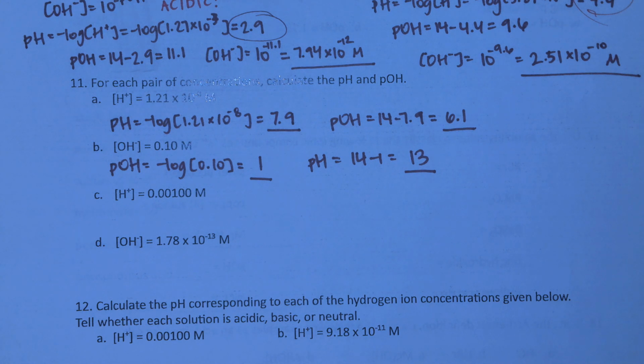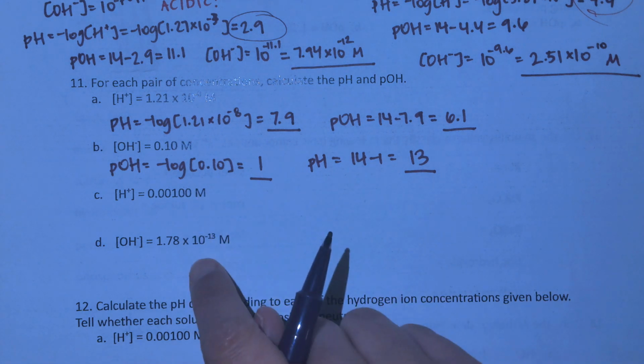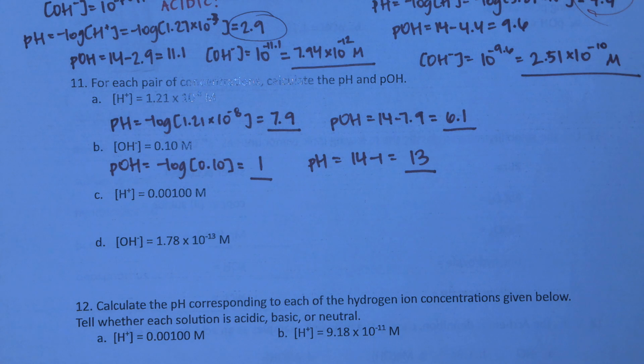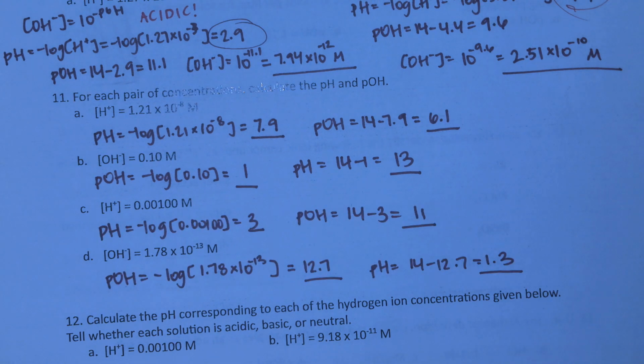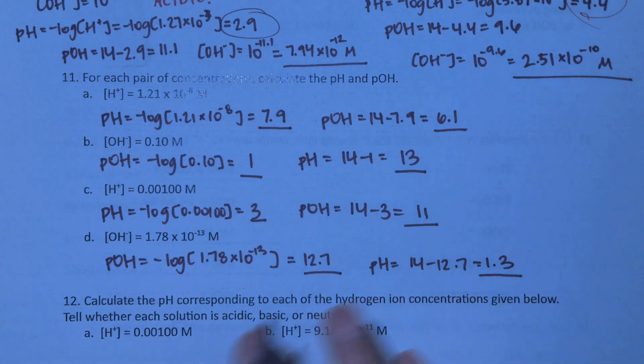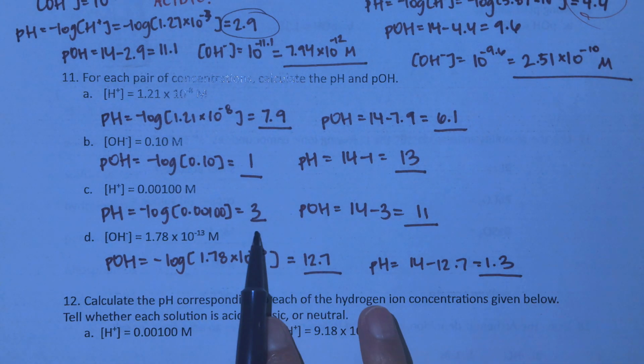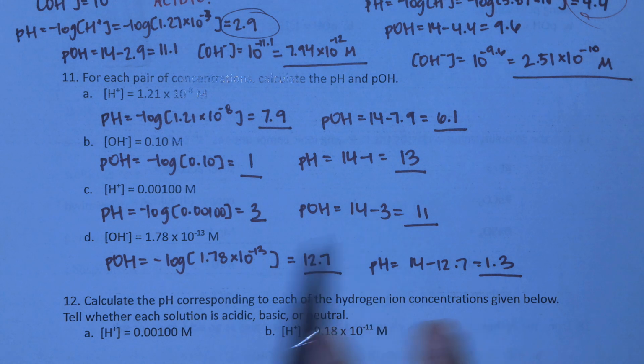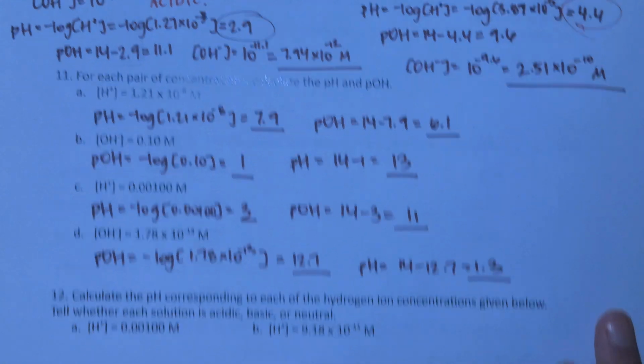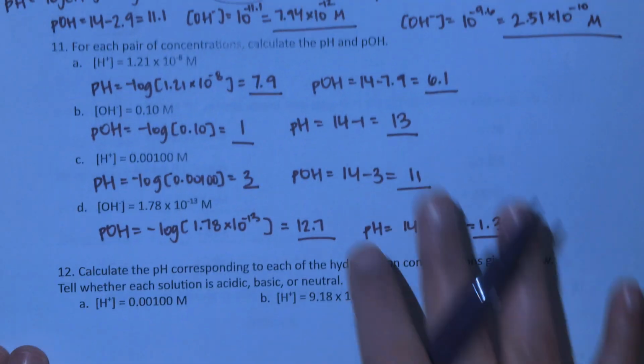Alright, so part C. Try to do C and D by yourself. Pause the video and then check your work when you're done. Okie dokie. I hope you got pH of 3, pOH of 11, pOH of 12.7, and then pH of 1.3. Awesome. Same steps that I did.